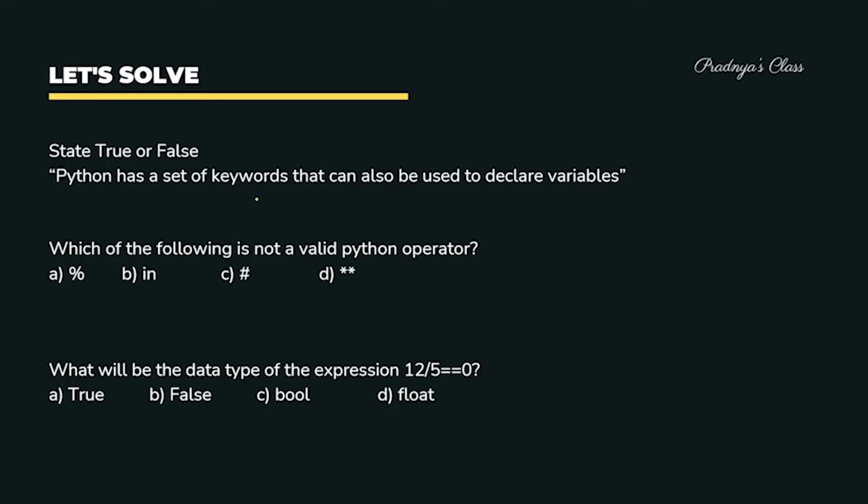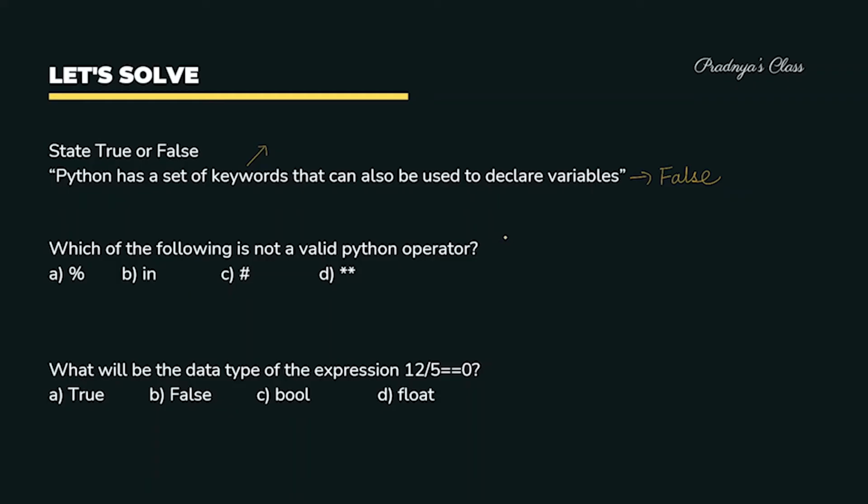Python has a set of keywords that can also be used to declare variables. No, we cannot use any keyword to declare variable. So this statement is false. Keywords are the predefined words which has special meanings and which we cannot use for declaring variables.